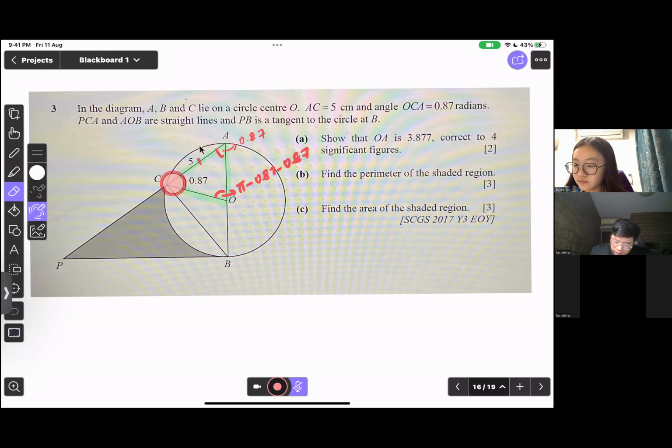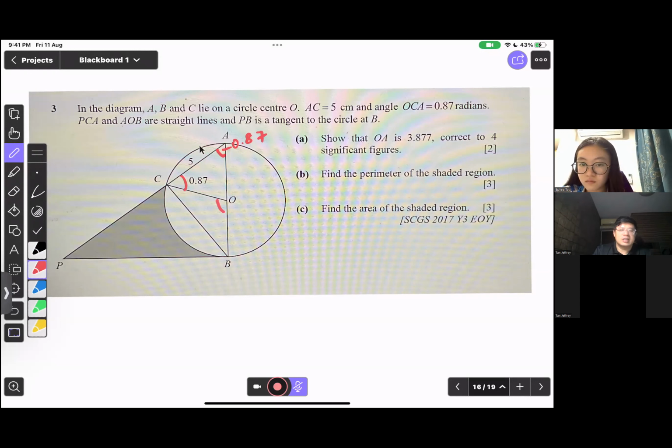Yeah. Okay, so this is 0.87, this is 0.87, right? Then here, what angle is this? Exterior angle. Okay, so what angle will it be? 0.87 times 2. Correct, which is 1.74. So you know that OA is 3.877, right? Then what will this be? What's the radius? It's also 3.877 cm.